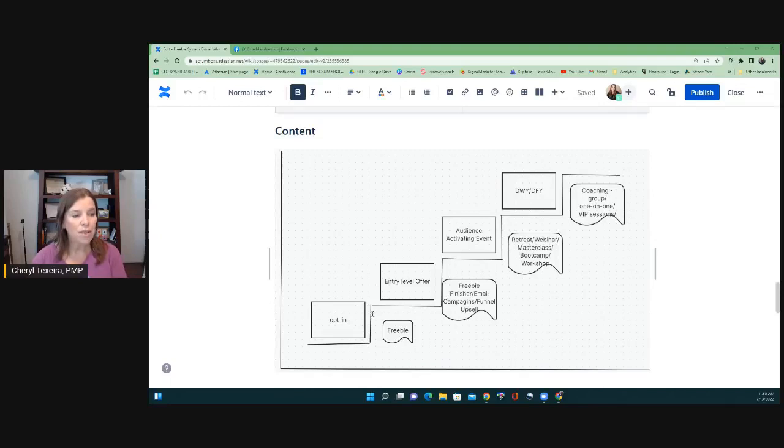And so at this point, they become a subscriber right at the beginning when they opt in. If they purchase some entry-level offer from you, they are a customer, and then you want to turn them into clients. And that really is that roadmap, and that audience activating event is what's going to help you book more people, possibly, or just have that event where you can activate people and get people coming in.